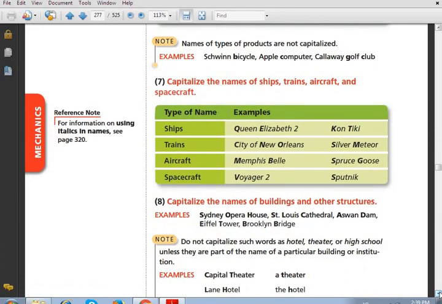Capitalize the names of businesses and the brand names of business products, just like Apple Computer, American Airlines, National Broadcasting. Just like brand names, such as Nike shoes, Wrangler jeans, and so on.